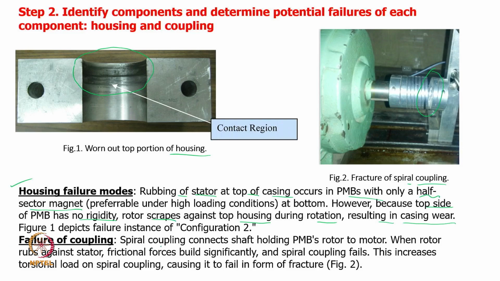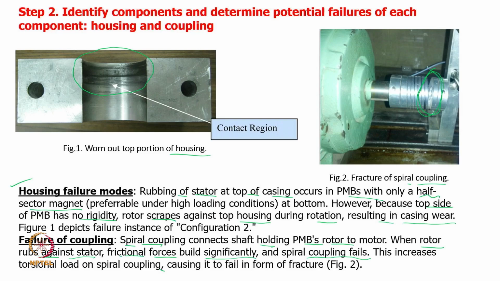The failure of the coupling: the spiral coupling connects the shaft holding the PMB's rotor to the motor. When the rotor rubs against the stator, frictional force increases significantly, and because of that there is more torque, and the motor has to provide those torques, and in this situation the spiral coupling fails. This increase in torsional load on the spiral coupling causes it to fail, and the whole spiral coupling fractured into 2 pieces, and here it has been shown, what I have underlined here.